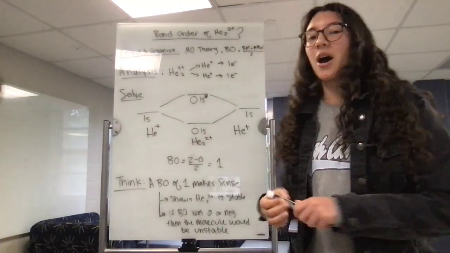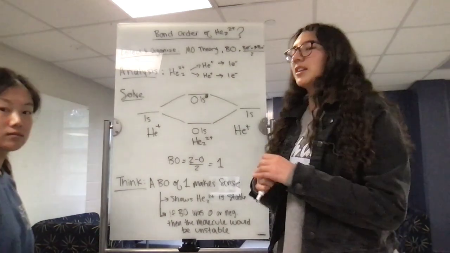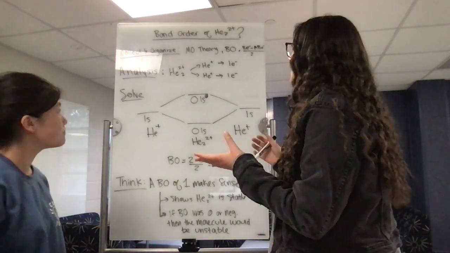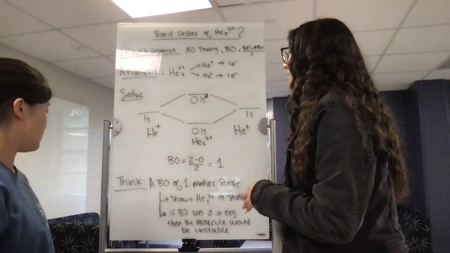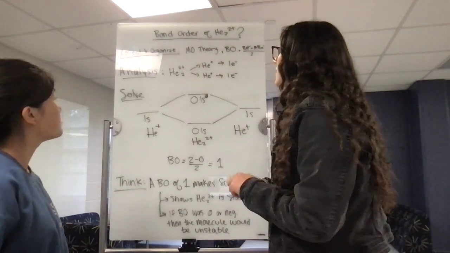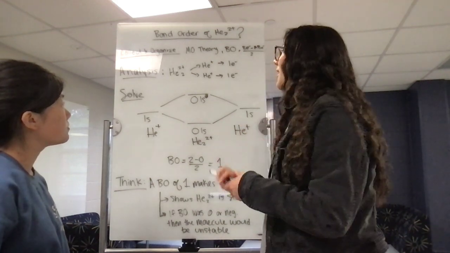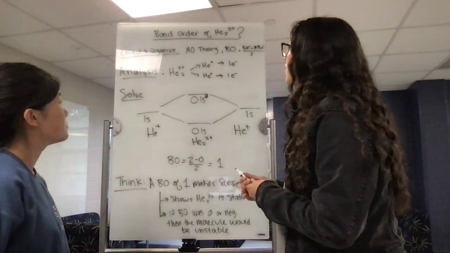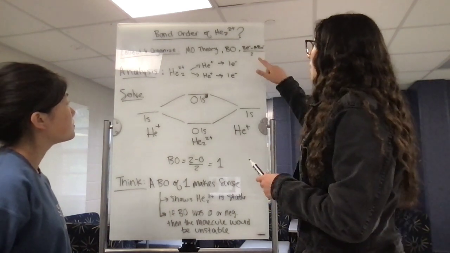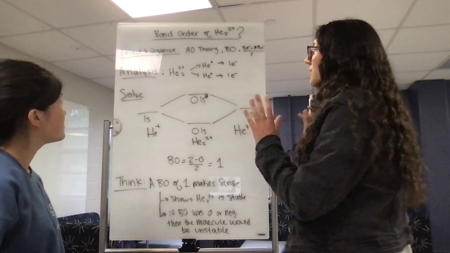So, for bond order for helium, whenever I do a problem, I like to use the CODES method. It really helps me to stay organized and make sure I'm not forgetting anything when solving a problem. So first, we're going to collect and organize. When solving for bond order, we're going to be using the molecular orbital theory, and for bond order, it's the bonding electrons minus the antibonding electrons divided by 2. So that's our collect and organize.